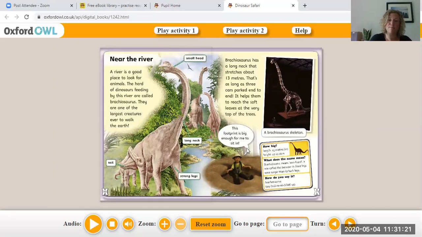This footprint is big enough for me to sit in. Look at the size of it. A Brachiosaurus skeleton. How big? Let's take a look.